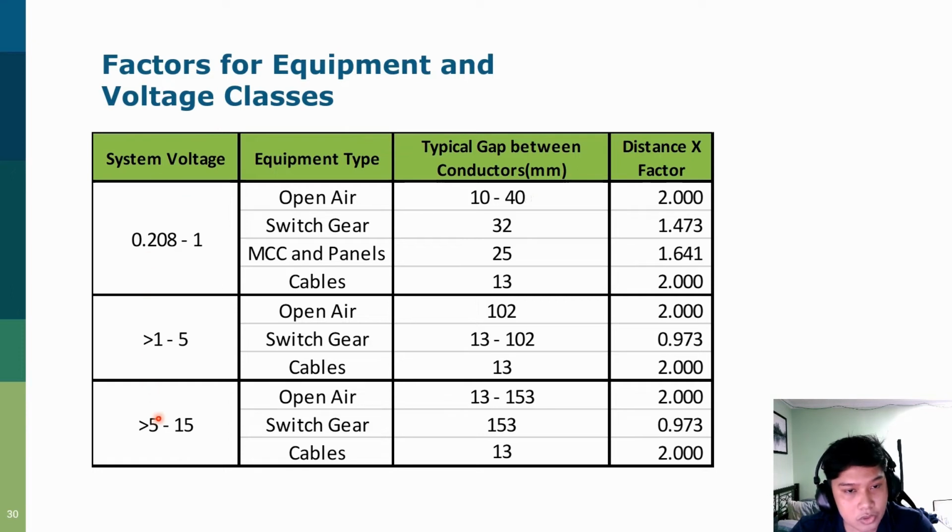This is the system voltage. This is the equipment types. This is the gap, the gap between conductors. This is the distance X factor. So we can use these in the formulas in the further slides.